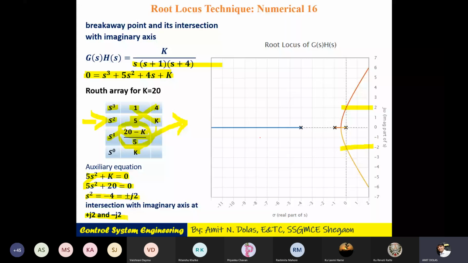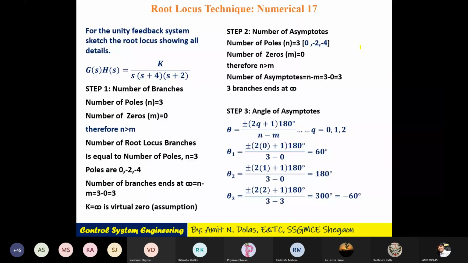So for a unity feedback system, sketch the root locus showing all the details. So this is the transfer function. Number of branches हमें पहले निकालना है. I'll go step by step. Okay, please remember. Please pay attention. Step 1, number of branches we have to calculate.